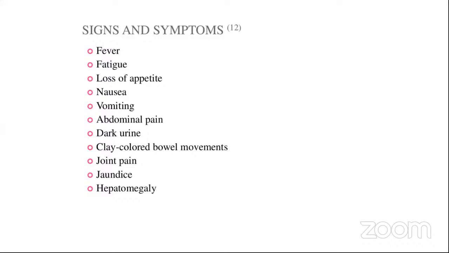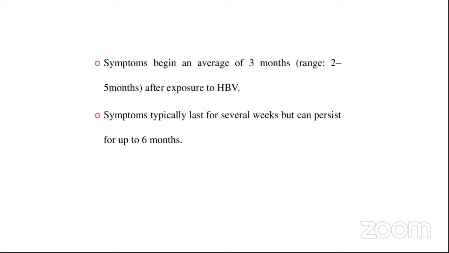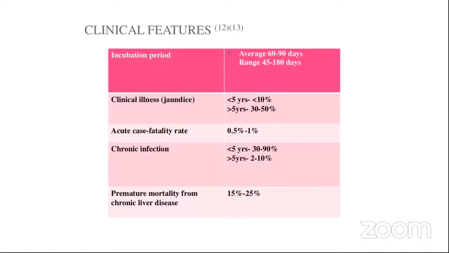What kind of signs and symptoms can we observe? Fever, fatigue, loss of appetite, nausea, vomiting, abdominal pain, dark urine, joint pain, jaundice, and hepatomegaly. In this way, these symptoms can appear, and they can begin an average of 3 to 5 months after exposure to HBV. These symptoms can remain for several weeks, and can persist up to 6 weeks.